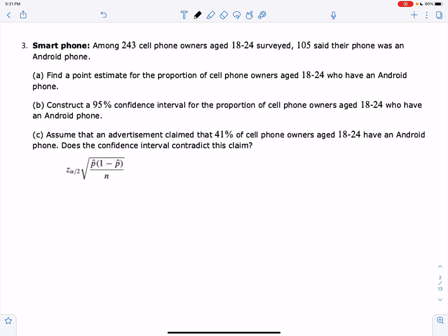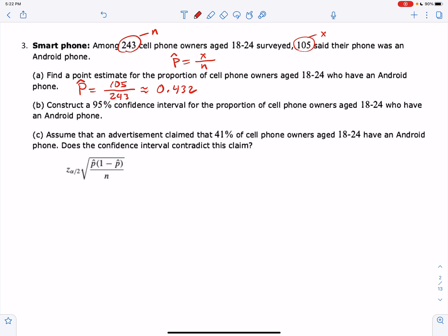All right, well, we know the point estimate for a proportion is p hat, and that is our x value divided by our sample size. Our sample size is right here, that's n, and right here is our x. So for part A, we're looking for that point estimate, p hat. p hat equals 105 over a sample size of 243. We divide that, and we get approximately 0.432. There's our point estimate, also known as our sample proportion.